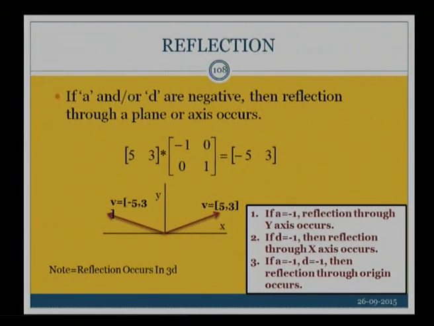Now, you see that if this first element I make it minus 1, it reflects through the y axis, as in mirroring, the mirror is the y axis. So, this vector is changing here. Similarly, if you have any object here with 10, 20, 50 points, this entire object will be reflected here. So, reflection: if A is minus 1, reflection through the y axis occurs, if D is minus 1, reflection through the x axis occurs.